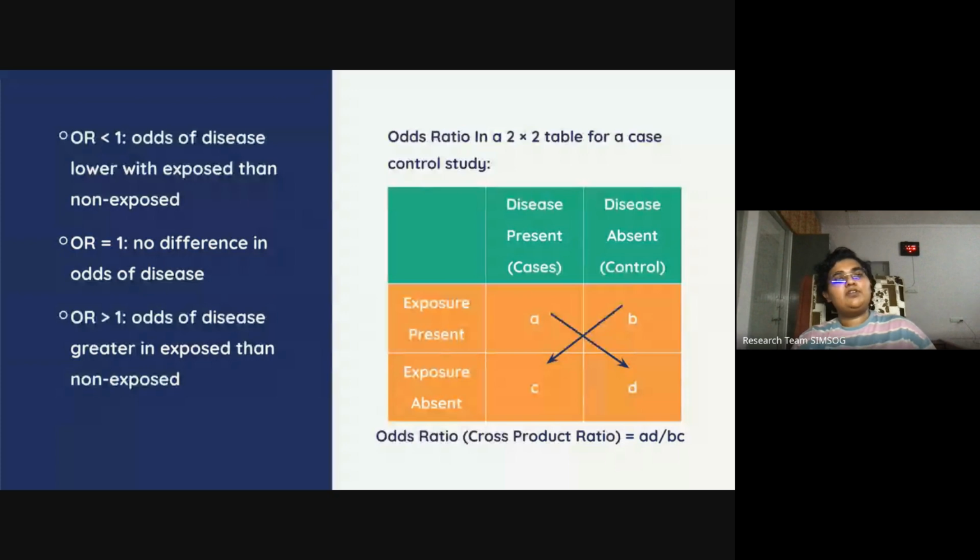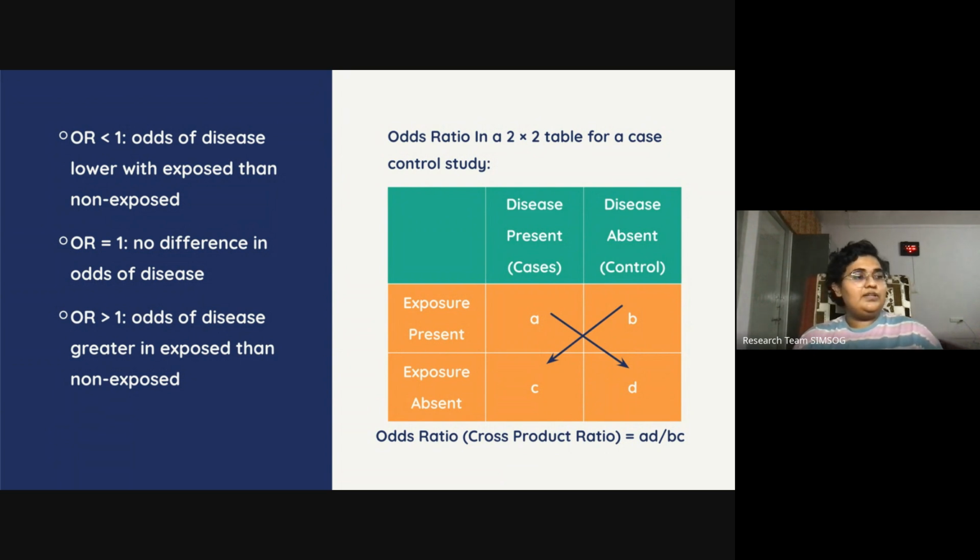That is, if the odds ratio is equal to 1, there is no difference in the odds of a disease because of the exposure, right? If the odds ratio is less than 1, that means that the odds of disease will be lower with exposure compared to non-exposure, right? And if the odds ratio is more than 1, then the odds of disease will increase with exposure as compared to those without the exposure.